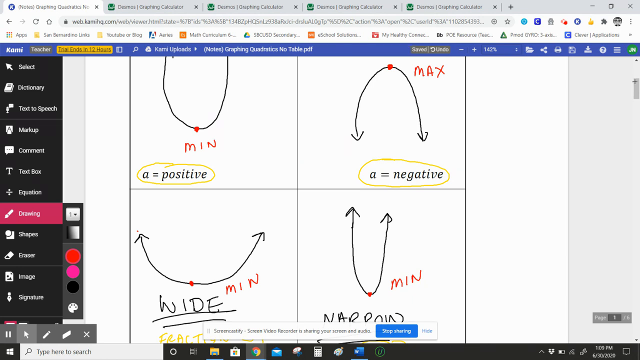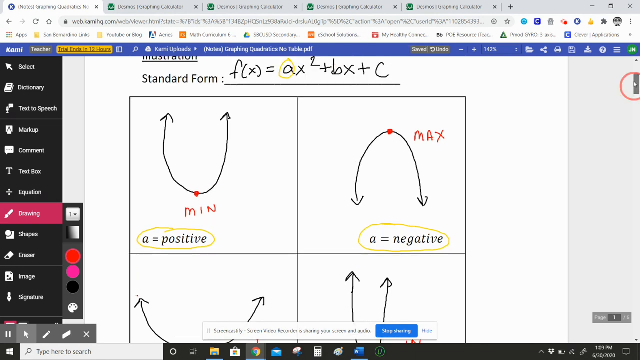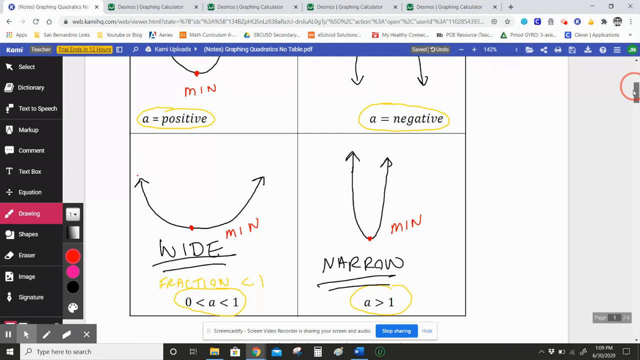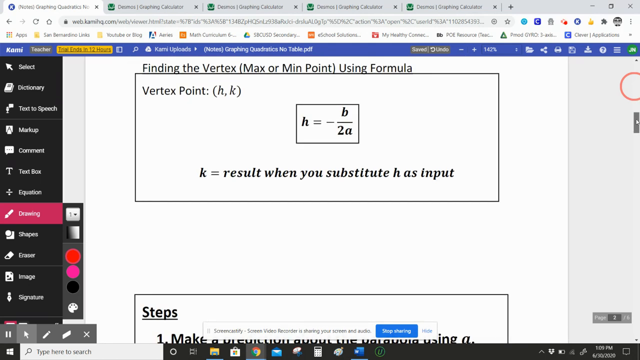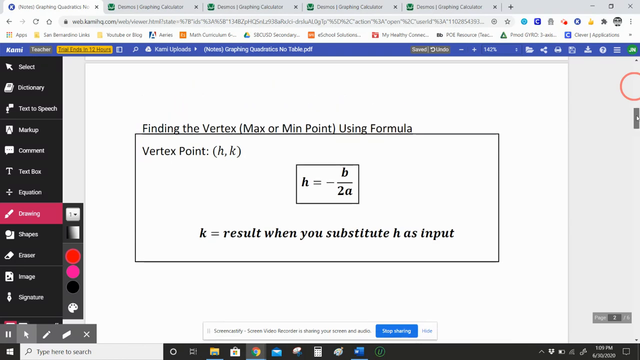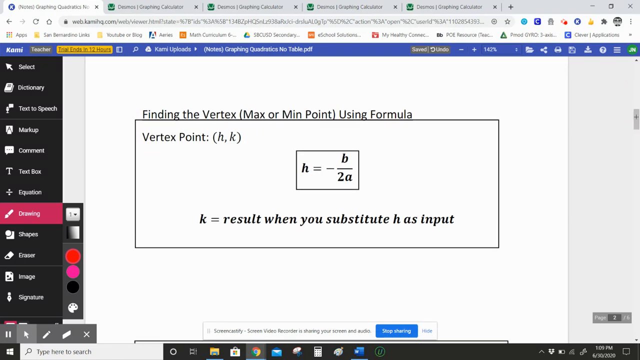Depending on the orientation, whether the parabola is going up or down, you're either going to have a vertex that is a maximum point or a minimum point, either at the top or at the bottom. How do we find that maximum or minimum point? There is a formula for that. The vertex point, the point at the very top or very bottom of a parabola, is a point with two numbers, h and k. We don't use x and y, just to avoid confusion. Usually they use h and k. H is the x coordinate, k is the y coordinate.